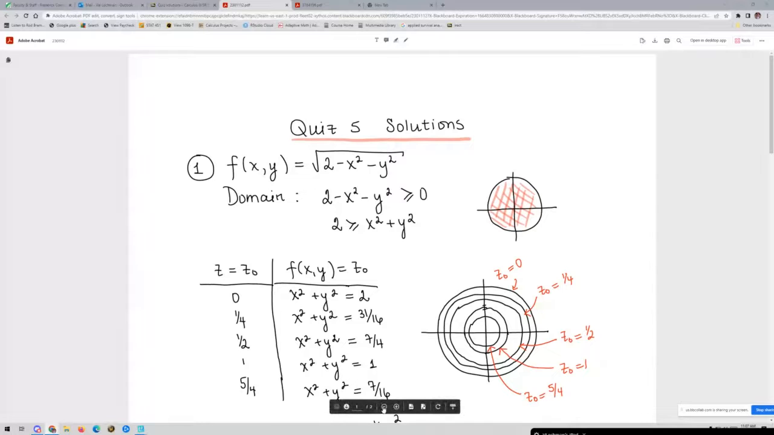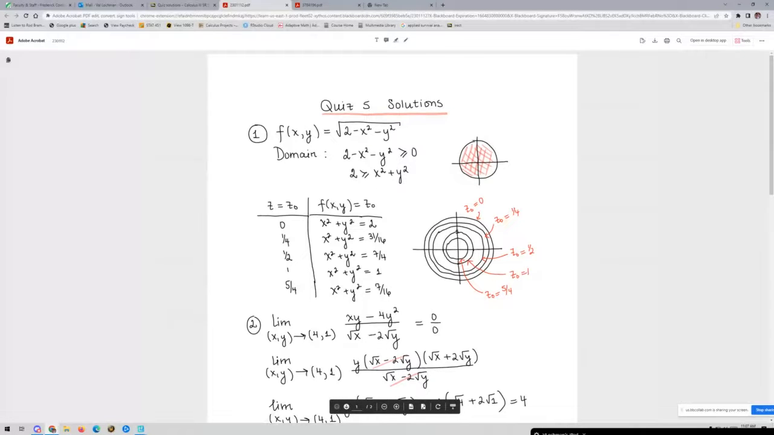Okay, so let's see. We have the first example where we need to determine level curves. Here, notice that we want to figure out what the domain is, and the domain is everything inside that circle of radius square root of 2, right? And the reason why we want to do it, because not all z values will work. Most of you figured out that, oh okay, I can't put a value too big because once I square it, I get a negative number, right?